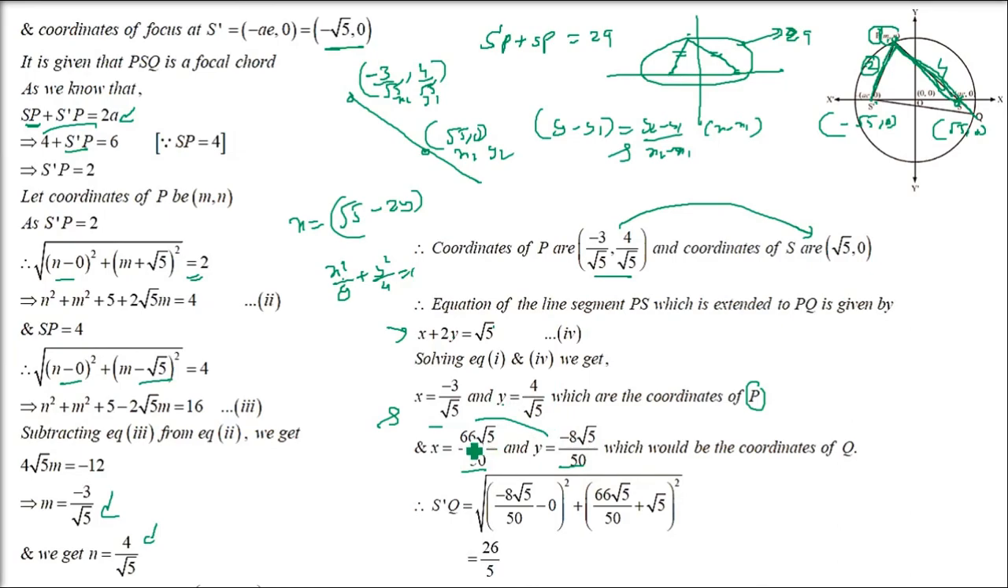Now take the distance between them. P and Q distance, S dash and Q distance you have to find out. S dash was what? Minus root 5, 0. And what is Q? This Q is this point. So you have to find out the distance between S dash and Q: minus root 5, 0 and 66 root 5 by 50, minus 8 root 5 by 50. So 26 by 5 will come. My 26 by 5 will come. This is not a very short answer question. This is a very big one, it's quite misleading here.